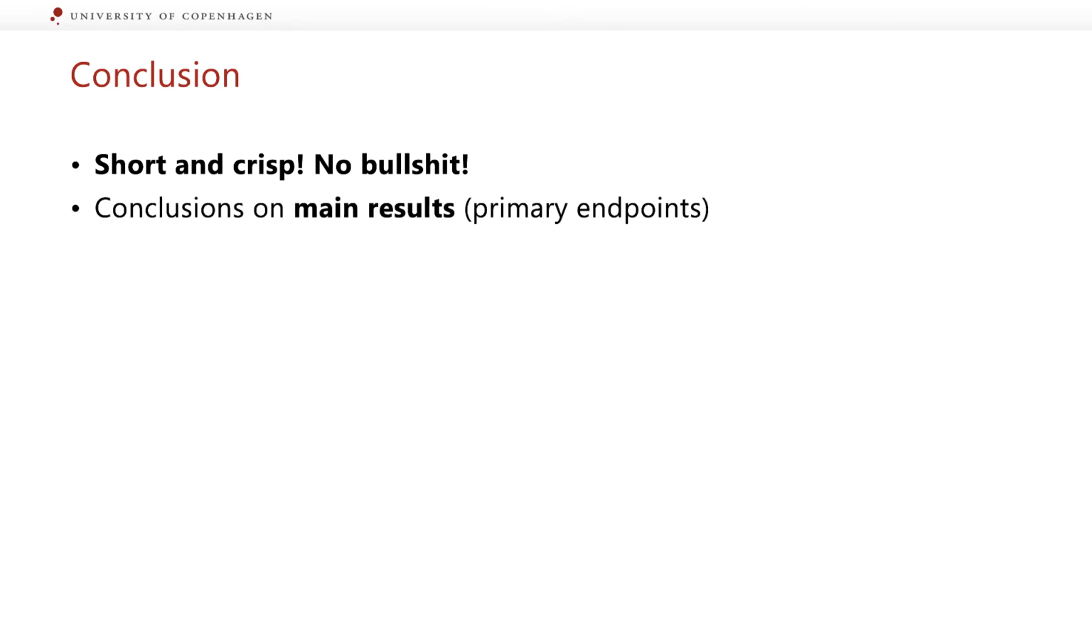So, now for the conclusion, and this should really be short and crisp and no bullshit. Very short, very crisp, and only conclude on your main result, your primary endpoint. All the secondary endpoints, you probably made some discussion throughout the discussion section and maybe even some short conclusions in that, but in the conclusion, the final conclusion, that is where you conclude on your main results.